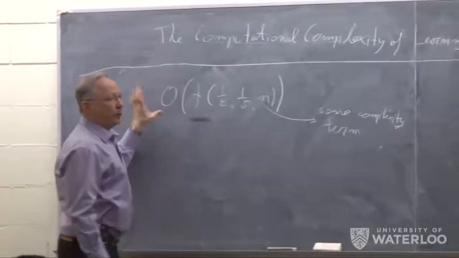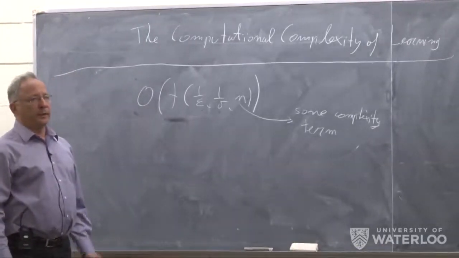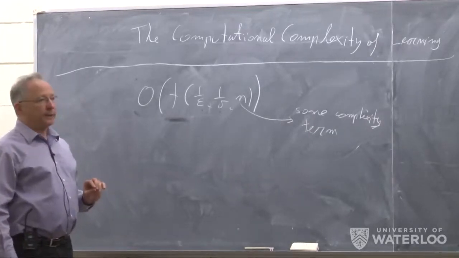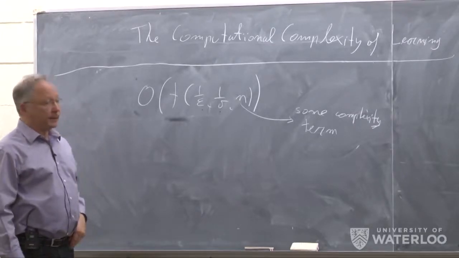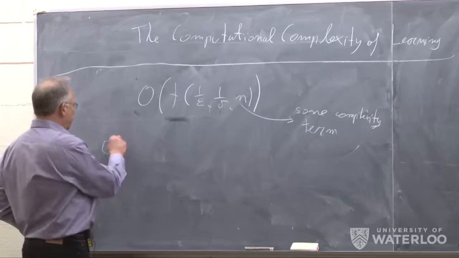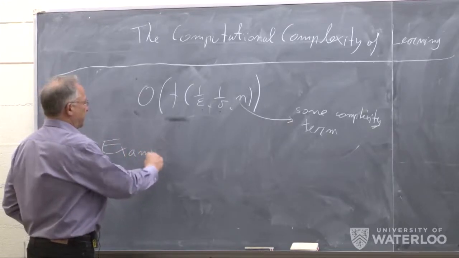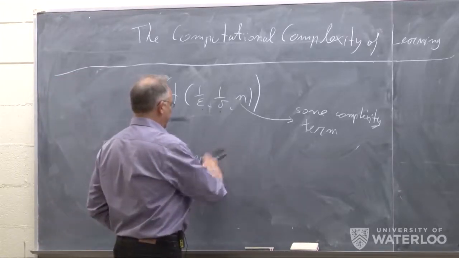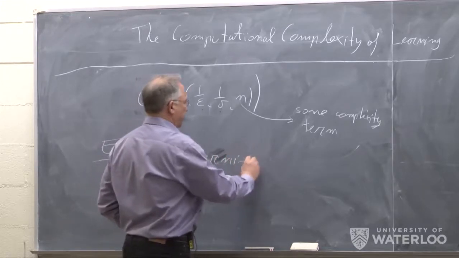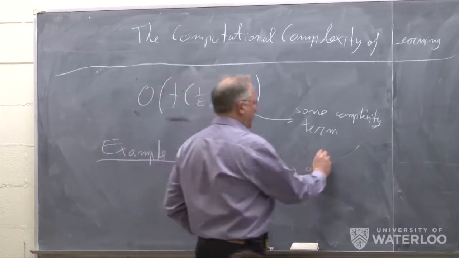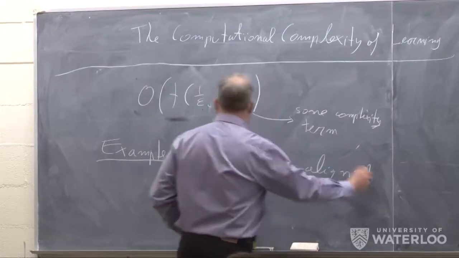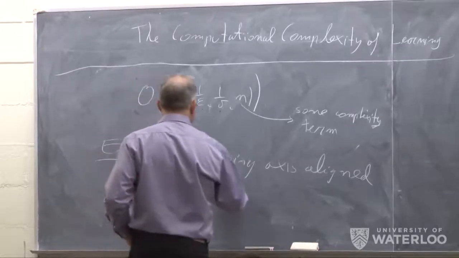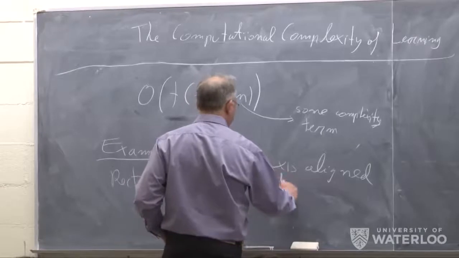There was also this subtle point that we need the output to be a function that's easily computable to prevent cheating. And what we will start today is with seeing some examples. Our first example of analyzing the computational complexity of some learning task was the task of learning axis aligned rectangles in some Euclidean space, say R^D.